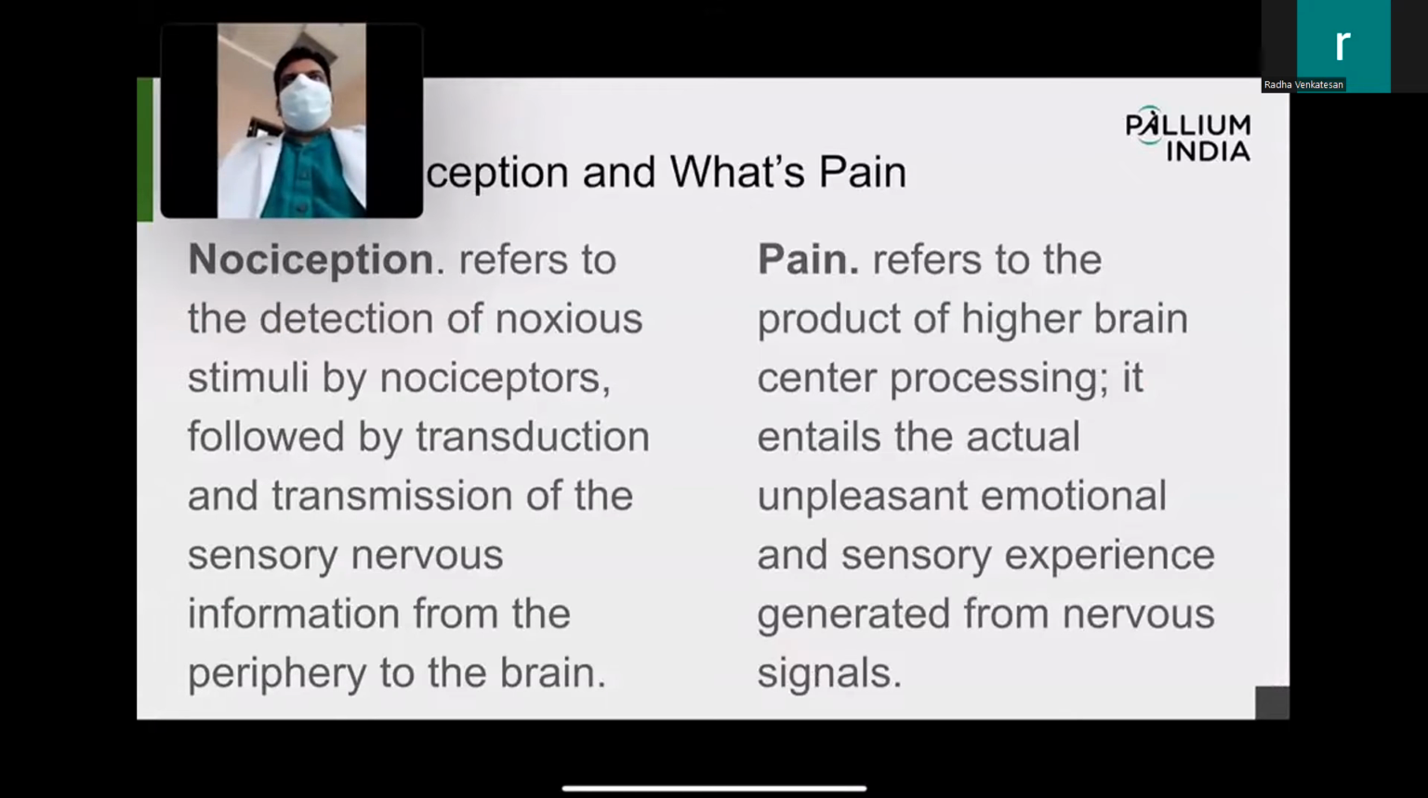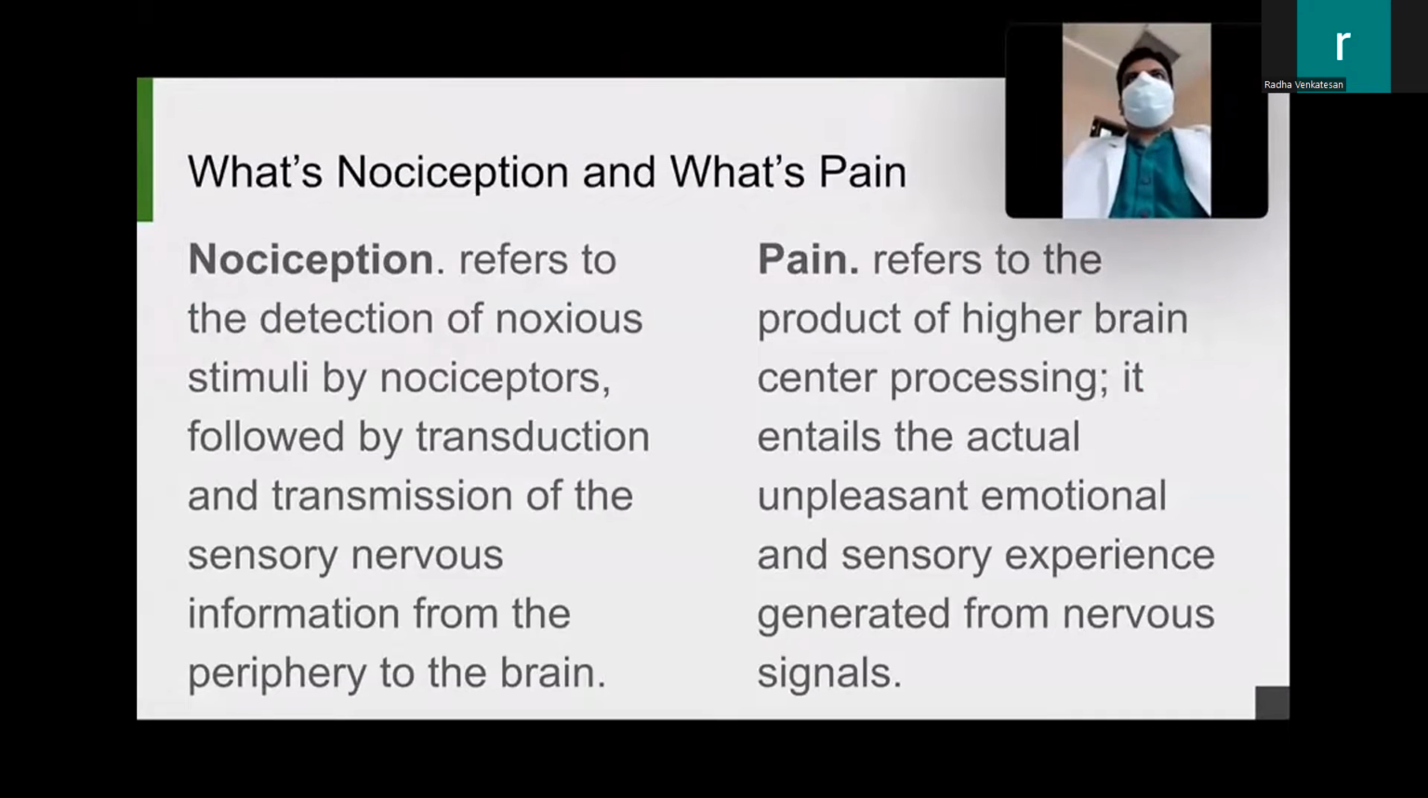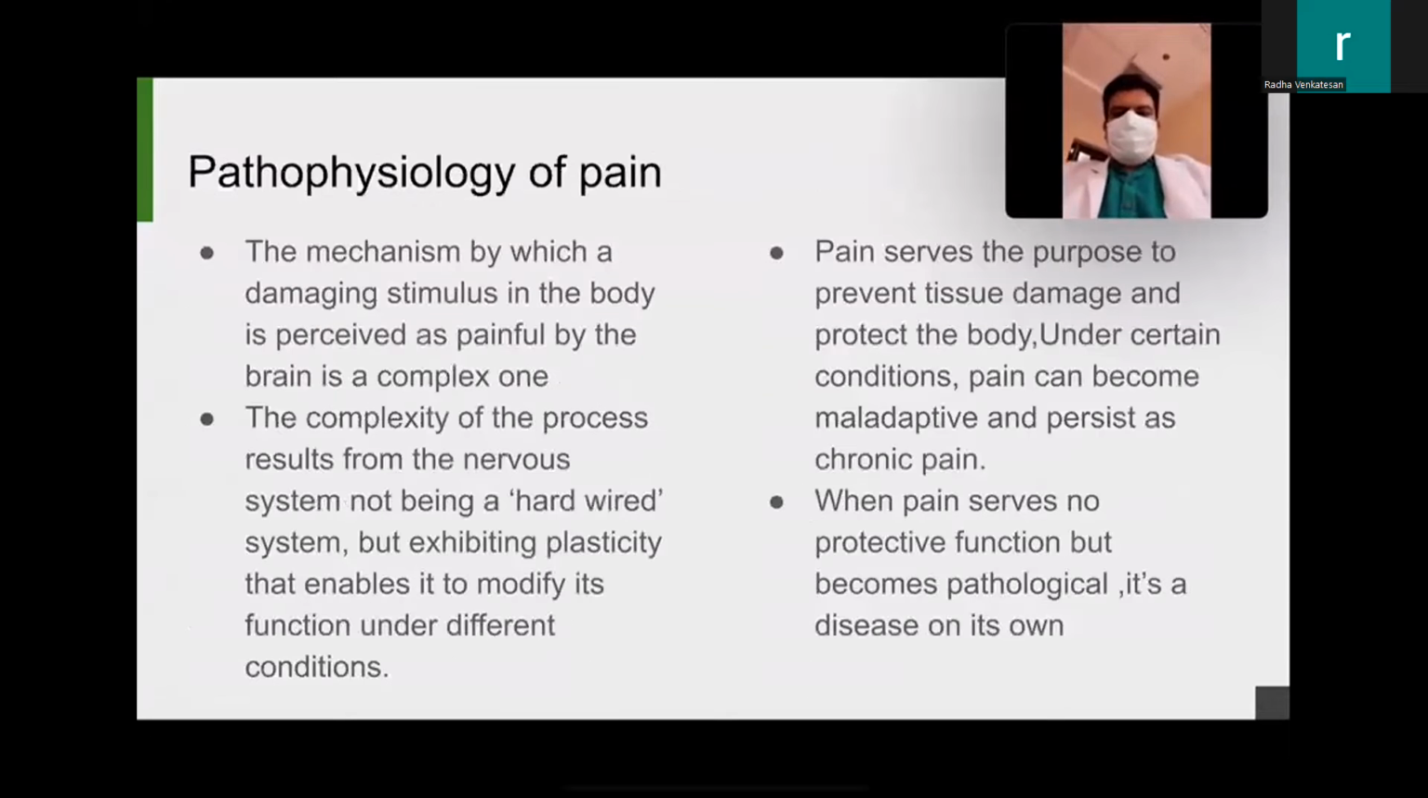Next comes, what is the difference between nociception and pain? Nociception refers to the detection of noxious stimuli by nociceptors. Then it is conveyed by transduction and transmission, the sensory nervous information from the periphery to the brain, which we have seen now. What is pain? Pain refers to the product of higher brain center processing. It entails the actual unpleasant emotional and sensory experience generated from the nervous signals. So this difference is what is mentioned in one of the 6 keynote features.